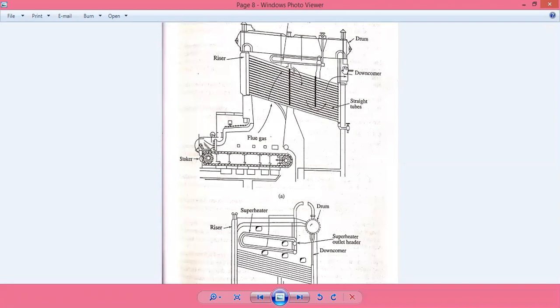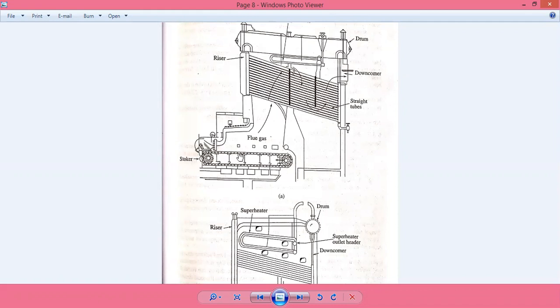From the downcomer, a mixture of water and steam comes down by its own weight, and because it is of higher density, it then goes up through the tube, where it is heated by the surrounding flue gases. The water remains saturated, but the vapor portion increases and the water portion becomes less. That's why its density is comparatively less. Then through the riser, it goes back to the drum itself.